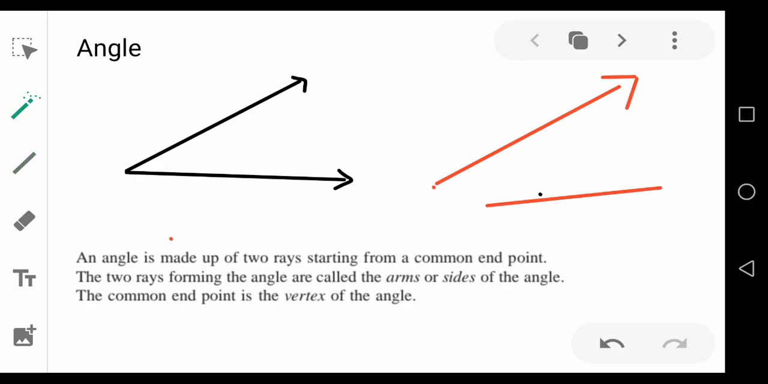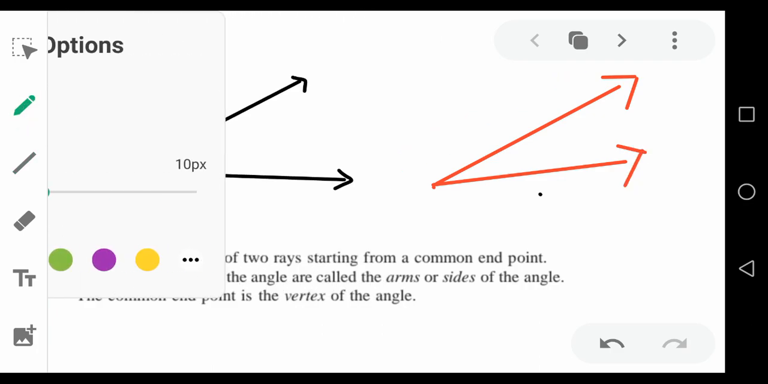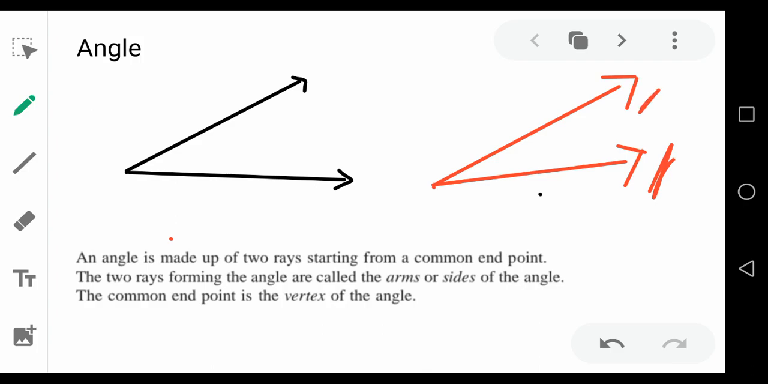Two rays are there. What is happening is, I'm drawing one more ray here. This ray endpoint is here. Okay. So here also we have an arrow mark. That means this side is extending. This is the endpoint. So those two rays have a common endpoint, right? This is a common endpoint. So angle is made up of two rays starting from a common endpoint.